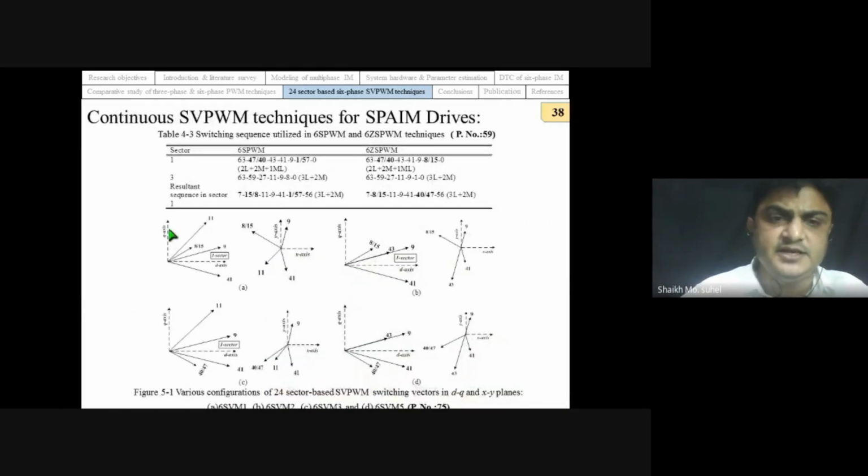The question is, how have we developed the continuous PWM technique? We have utilized the carrier-based PWM technique and we have removed one voltage vector. When we remove one voltage vector, these are the possibilities. Among those possibilities we have utilized these. So these are the results of all the continuous PWM techniques.